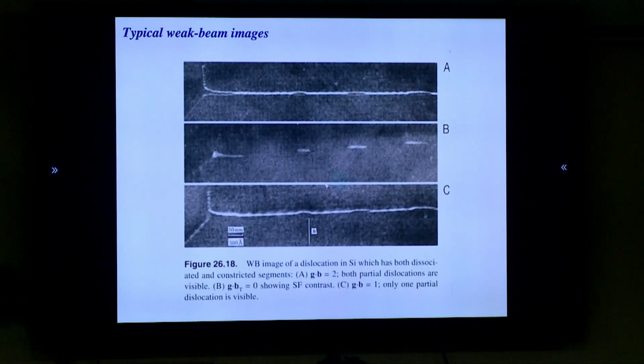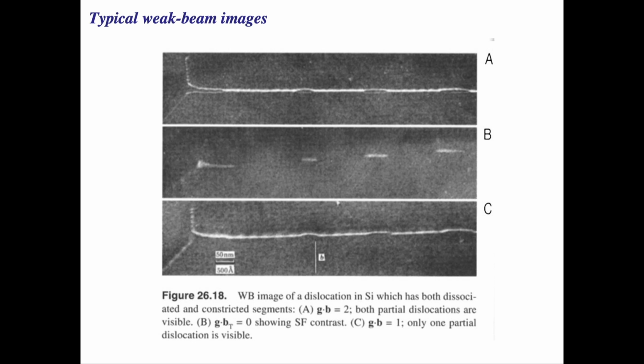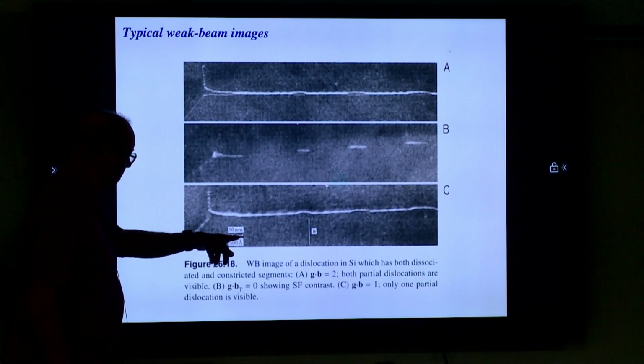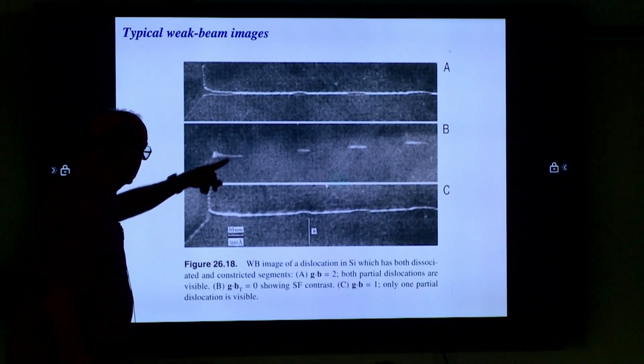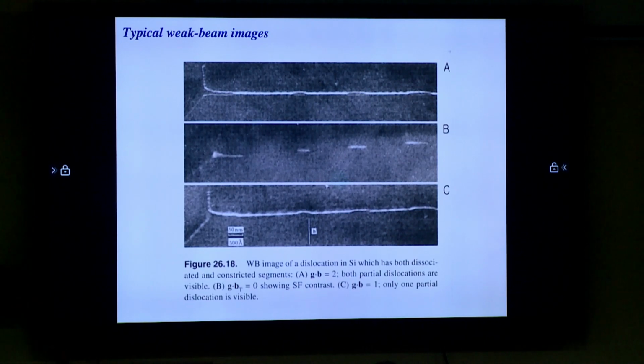And you can get very interesting sets of images here operating in the weak beam dark field condition. This is a 50 nanometer, 500 angstroms scale mark here. So these are clearly quite thin images. Okay, and that will do it for today.